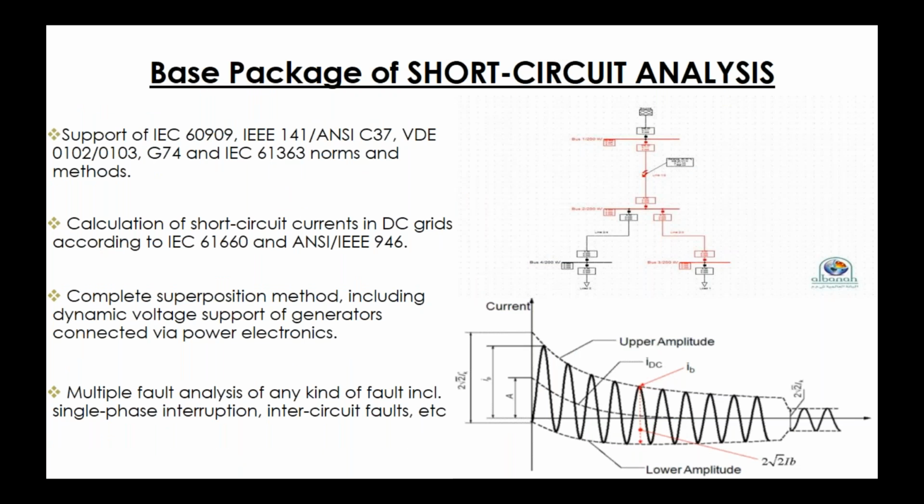PowerFactory provides the following calculation methods for short circuit calculations: VDE 0102, the German VDE standard; IEC 60909, the international IEC standard; ANSI, the American ANSI IEEE C37 standard; the complete superposition method, which considers the pre-fault load results; and after that, IEC 61363, electrical installations of ships and mobile and fixed offshore units, and various others like IEC 61660, ANSI IEEE 946, etc.